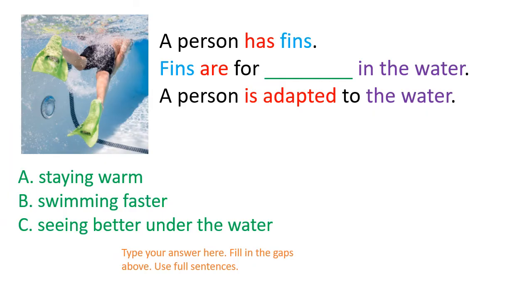Next, we have a person who makes a change to their feet. Okay, they put on something called fins. So fins are for what? A. Staying warm in the water. B. Swimming faster. Or C. Seeing better under the water. Type your answer where you see the orange words.